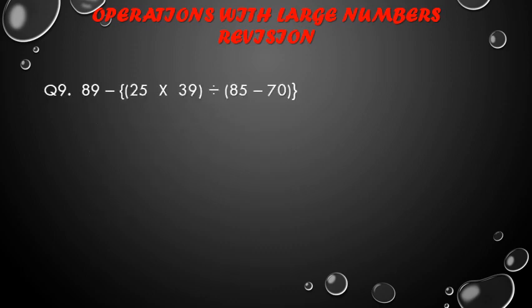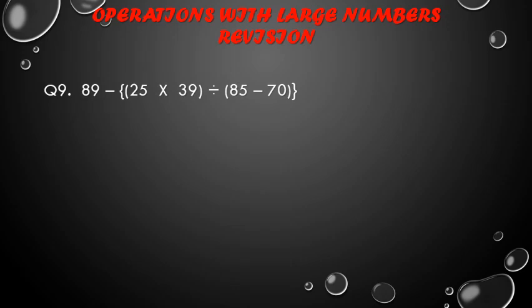Now children, let's do another question of simplification. So here 89 minus outer bracket and then the inner brackets. We have two inner brackets, and inside the two inner brackets we have 25 multiplied by 39 and 85 minus 70. And between these two inner brackets we have the sign of division. So children, according to BODMAS, in the first step we will solve the inner brackets.